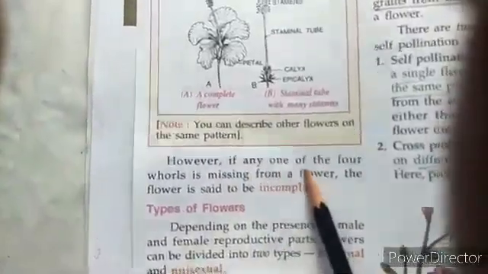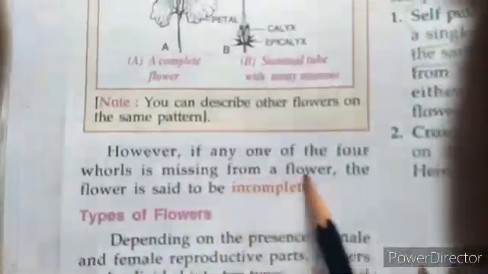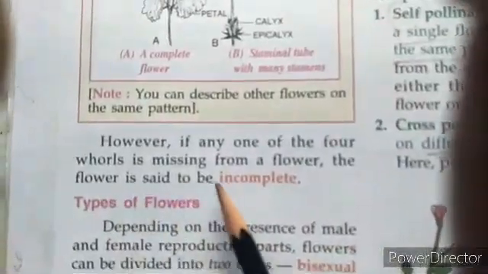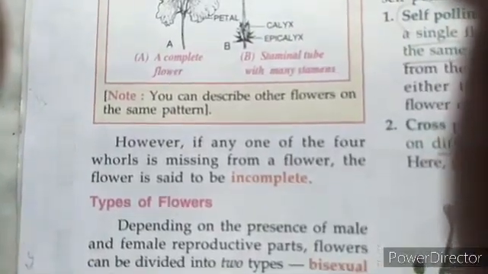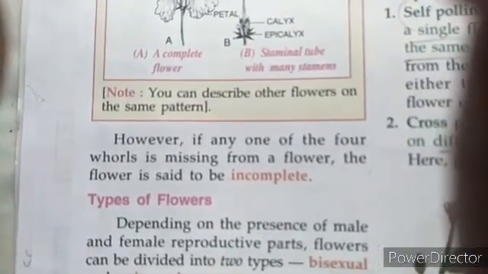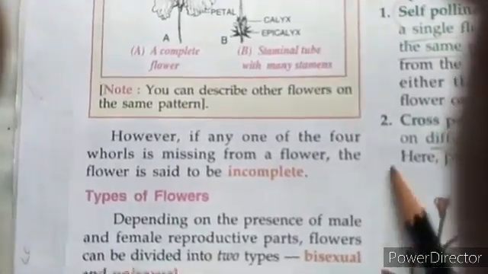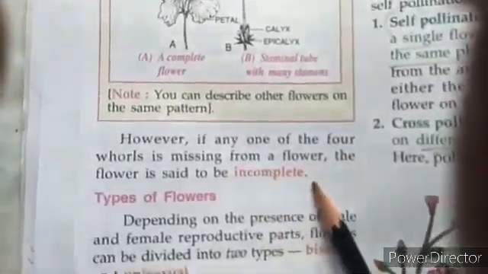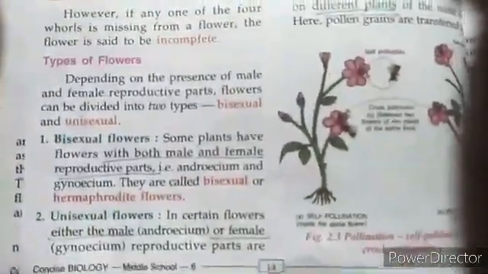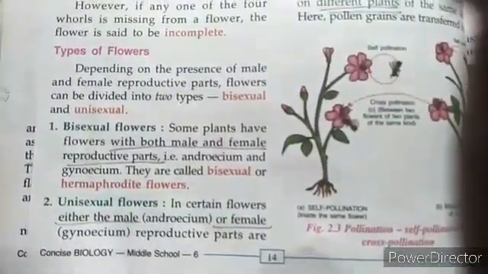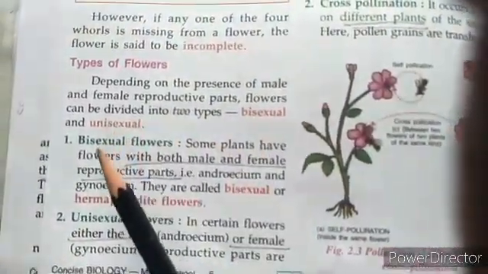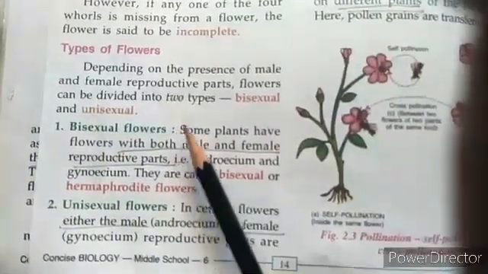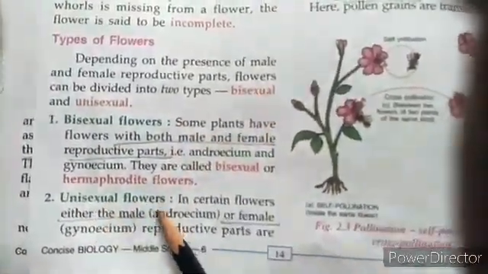However, if any of the four whorls are missing from the flower, then such a flower is known as an incomplete flower. So if any of the four whorls, that means calyx, corolla, androecium, gynoecium, are missing from a flower, such a flower is known as an incomplete flower. So the next topic that we have to pick up here is the type of flowers. First category is either the flower is bisexual or a complete flower, or it is a unisexual flower.